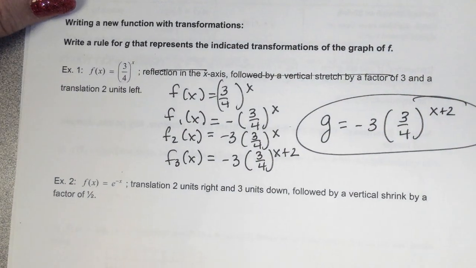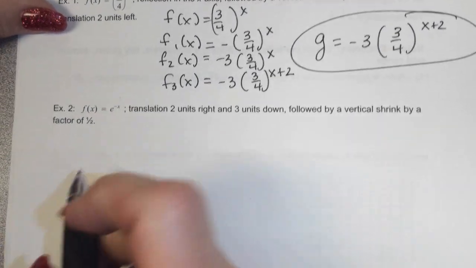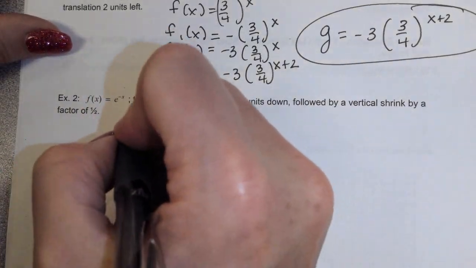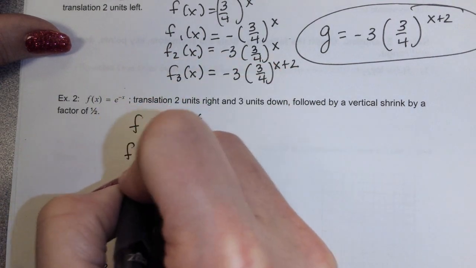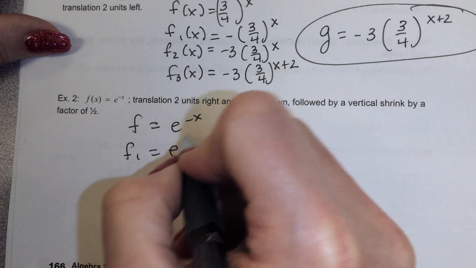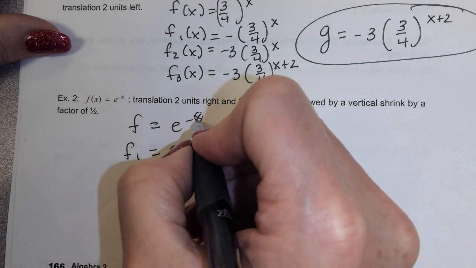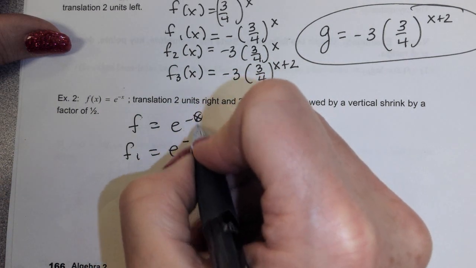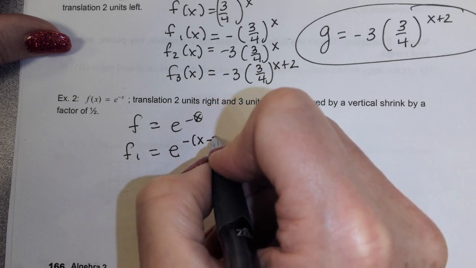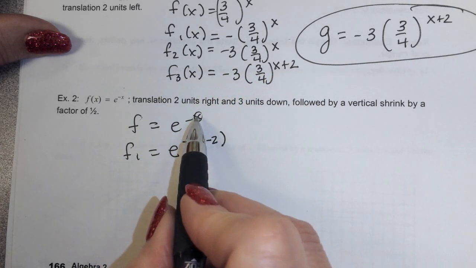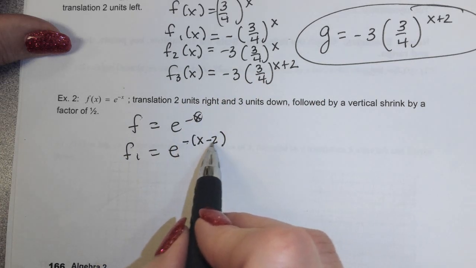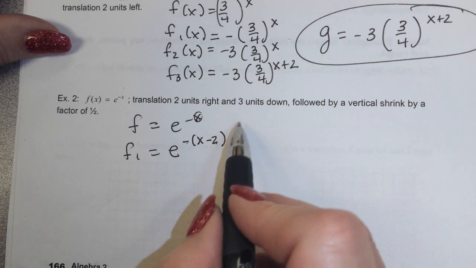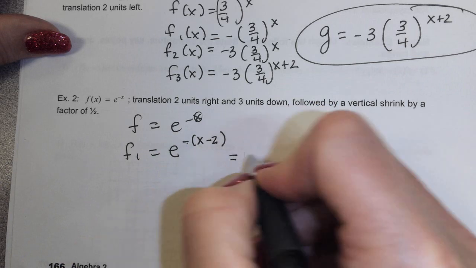And there it would be. All right, on the next one, the original function is e to the negative x. The first step, 2 units right. That means this x, watch this one closely, this x has to get replaced with x minus 2. Only the x, so the negative stays there and the x gets replaced with x minus 2. All right, so I'm going to go ahead and simplify that.